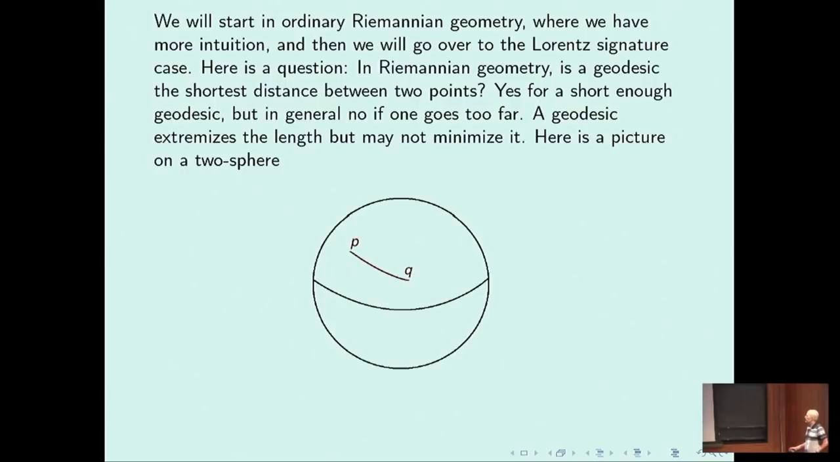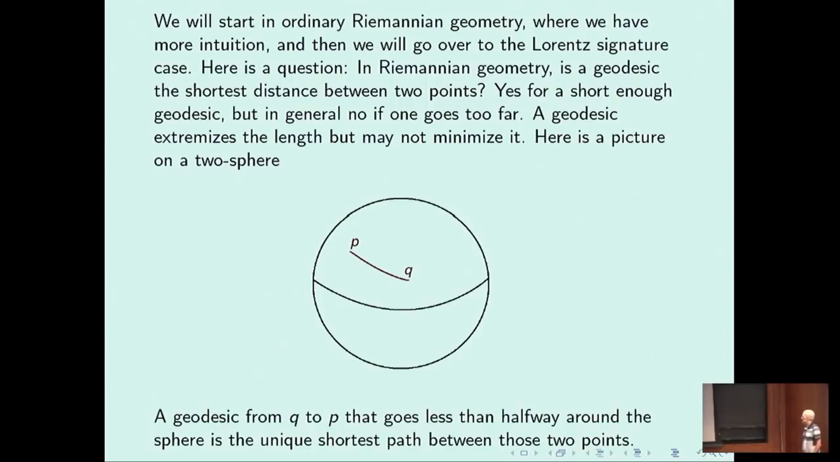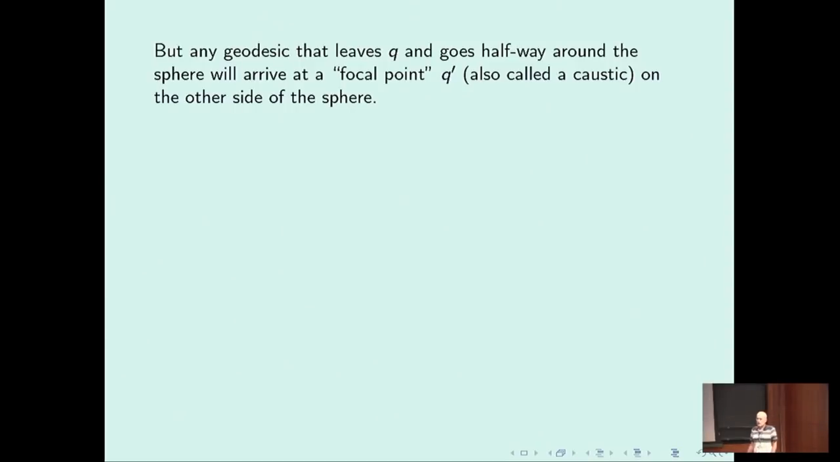Here's a picture on a two-sphere. If P and Q are close enough, then there's a unique shortest geodesic between them. A geodesic that goes less than halfway around the sphere is the unique shortest path between those 2 points. But a geodesic that leaves Q and goes halfway around the sphere arrives at what's called a focal point, Q prime, also called a caustic, on the other side of the sphere. For instance, if Q is the North Pole, then every geodesic from Q will meet at the South Pole. The South Pole is a focal point for all the geodesics from Q. And the South Pole is halfway around the sphere from the North Pole.